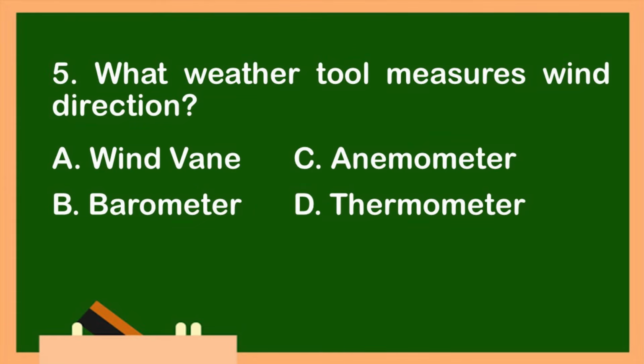Number 5. What weather tool measures wind direction? A. Wind vane, B. Barometer, C. Anemometer, D. Thermometer. Timer starts now. Time is up. What is your answer? Excellent! It's letter A, wind vane.